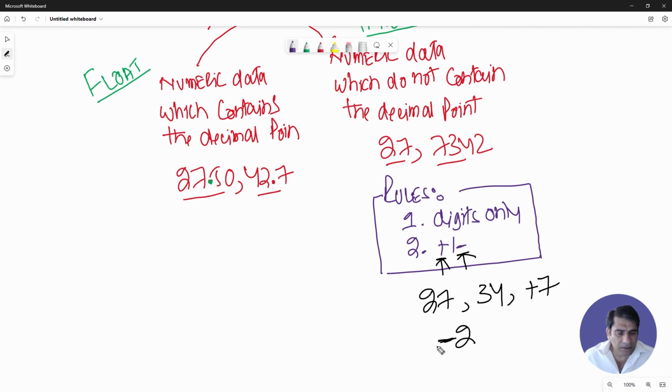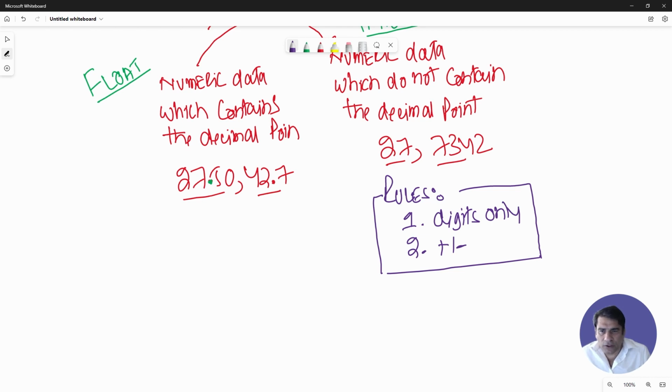This minus doesn't mean that we have to do the subtraction process. So this plus is positive and negative. Whenever we are giving the data, you have to use only these two things and nothing else is allowed. Only then the computer will understand that you are talking about integers.